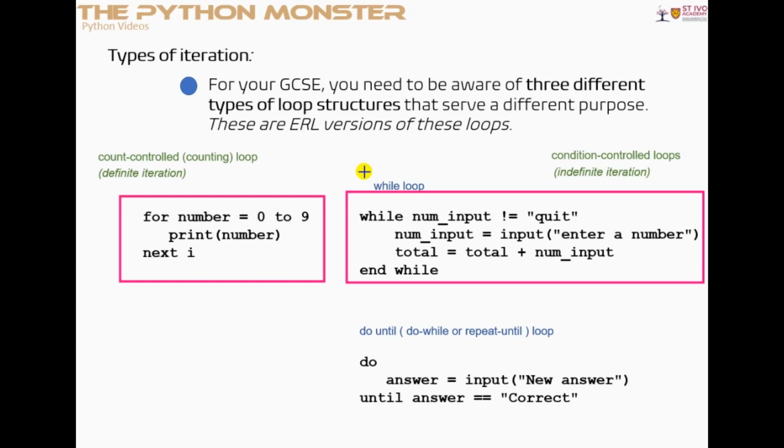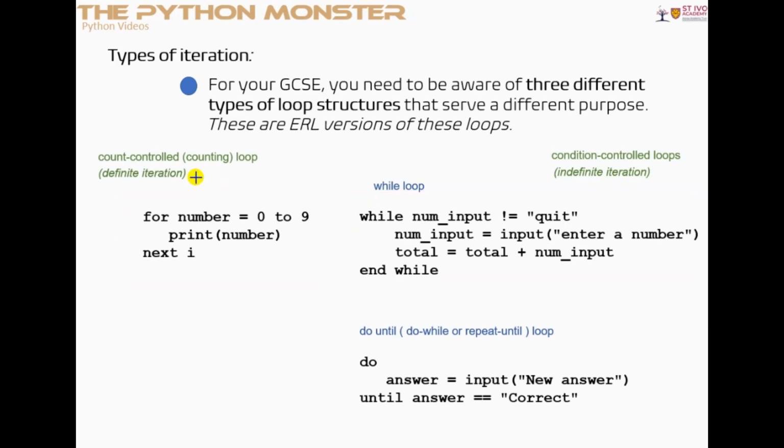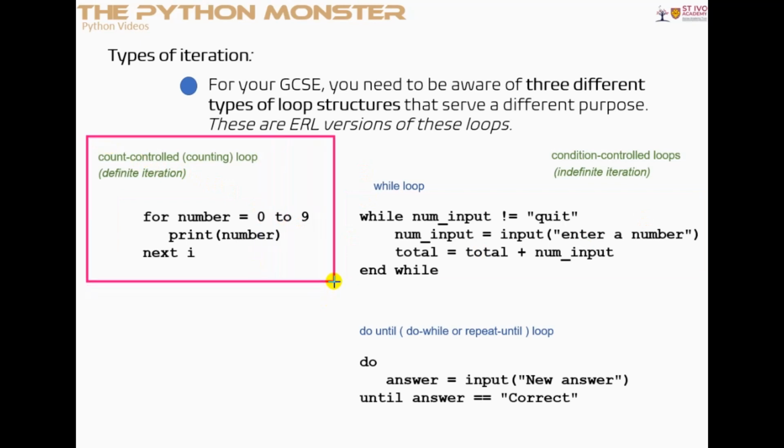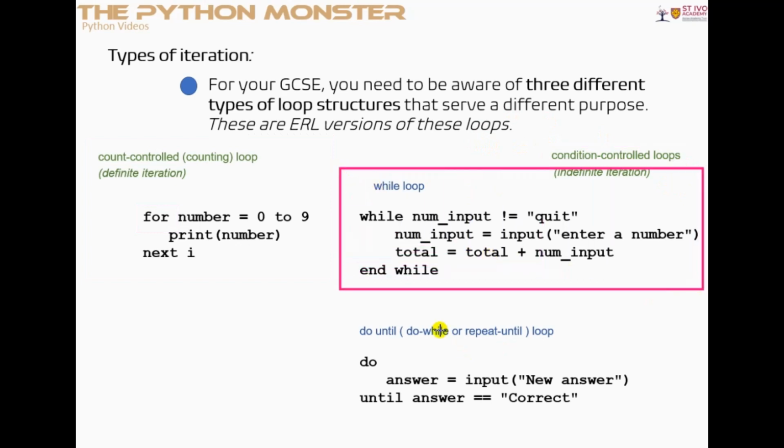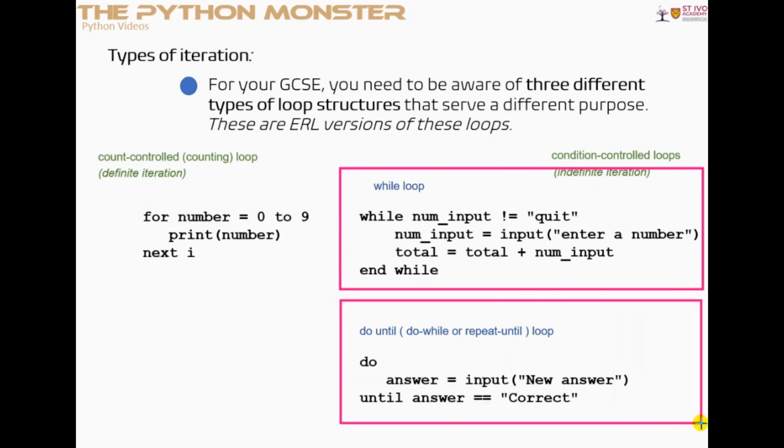Okay, so just to summarize, guys, there are 3 types of loop you need to know for your GCSE. One type is called the count controlled loop, which is the one that begins with for. And the other type of loop, there are 2 examples of these types of loops. These are the condition controlled loops. One example is the while loop, and the other example of the condition controlled loop is the do until loop, which is not available in Python.